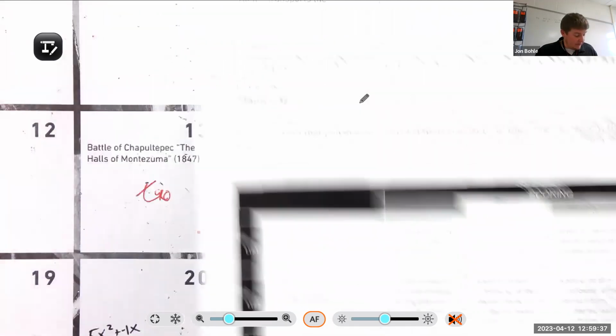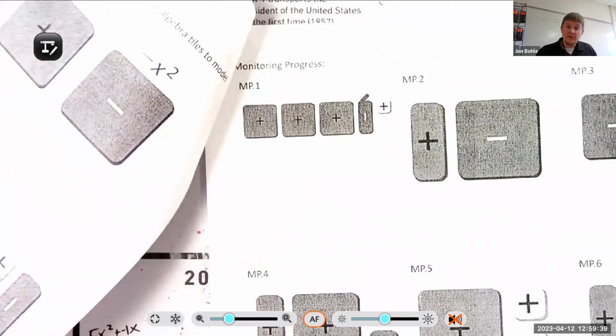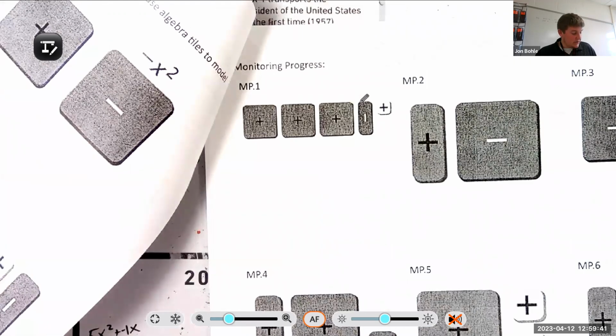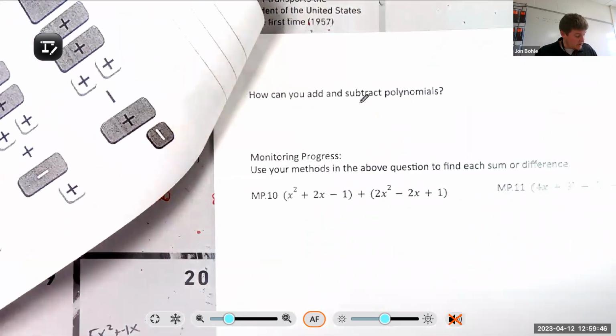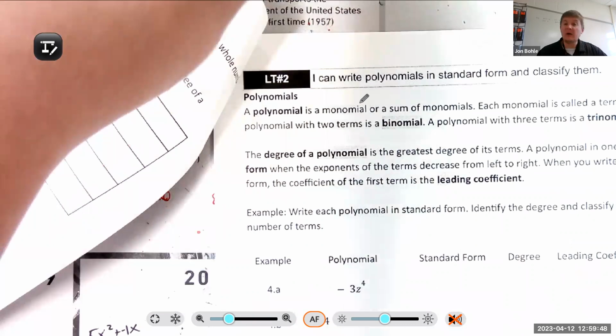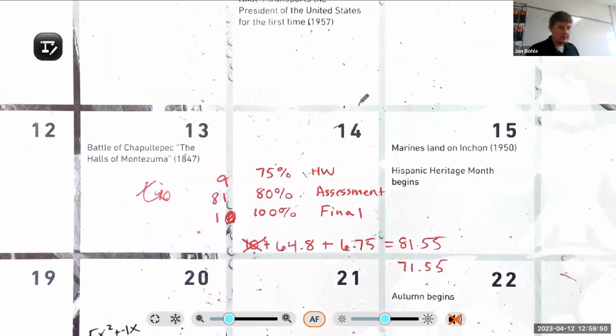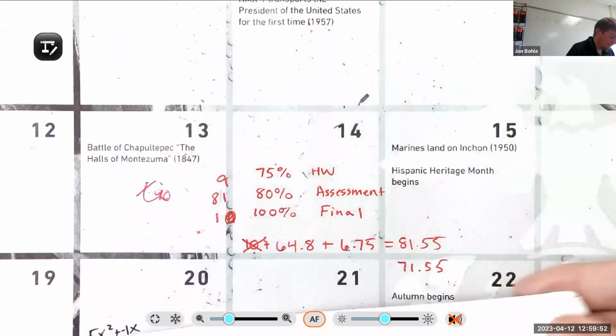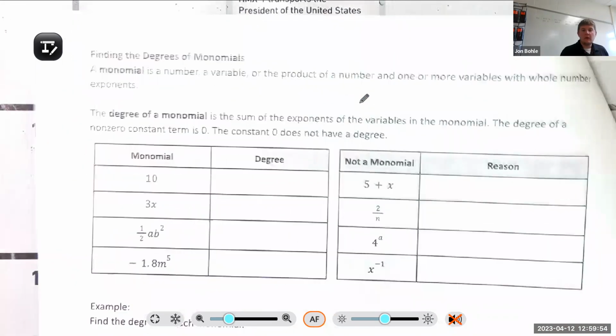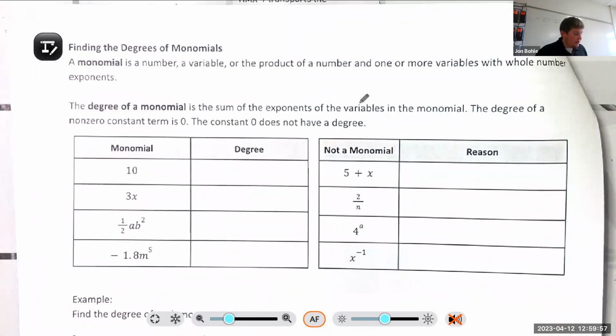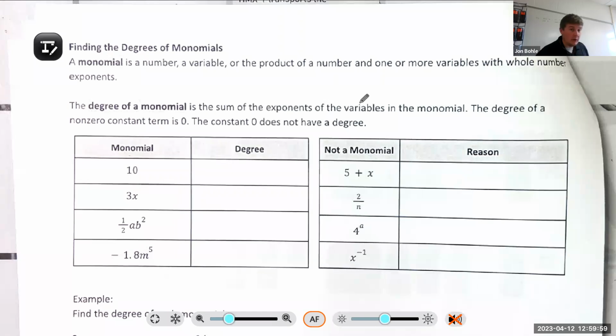Now, as you can see in your notes in the first few pages, they're dealing with algebra tiles. So you should have gone through that activity in class already. So really where we're going to start is all the way on 7.1, page 6. Okay. What we're going to do is we're going to start with monomials.